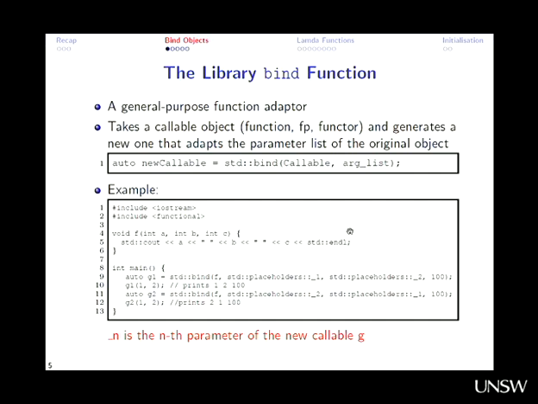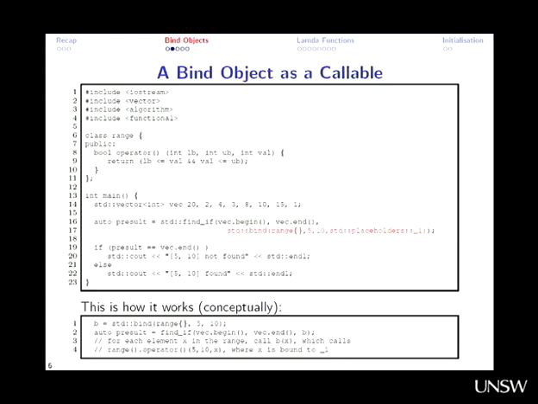And so the bind operator, or the bind function, can wrap and do interesting things with existing function objects, functions, function pointers. Now, why might you do this?